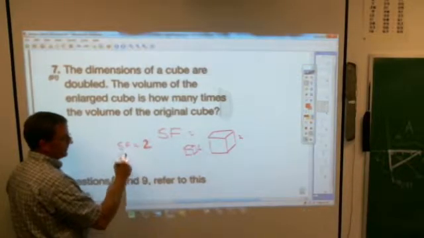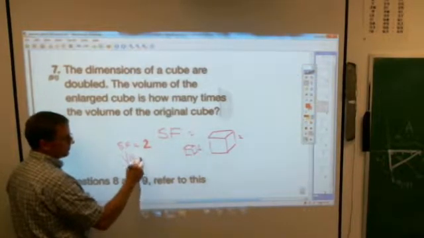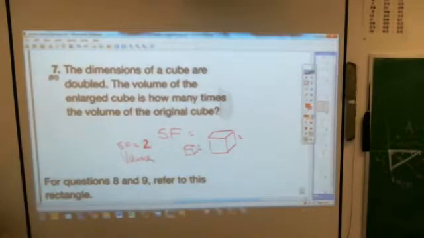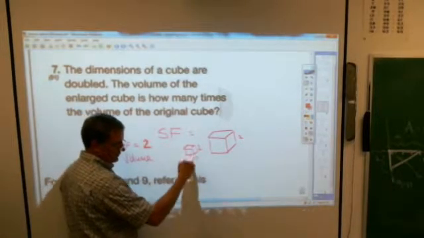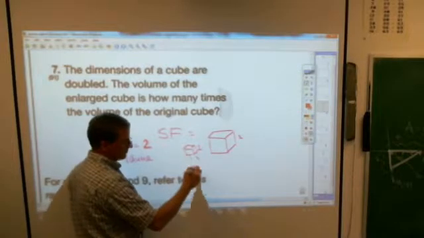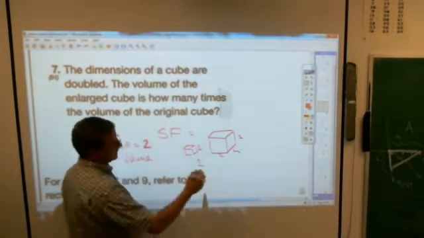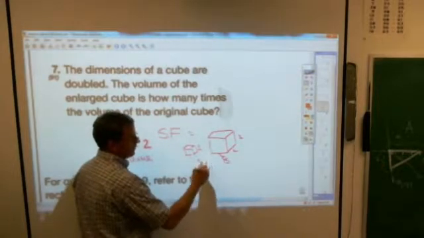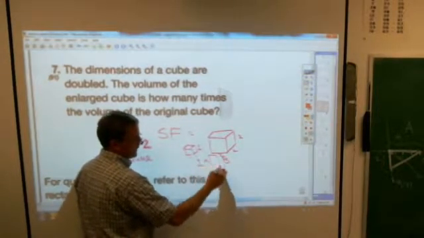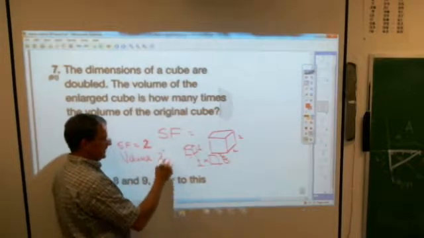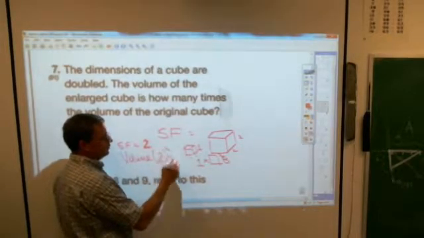When you talk about volume and how much bigger something is, what do you do to the scale factor to get the new volume? By the way, what is the volume of this cube? 1 times 1 times 1 is 1. This one is 2 times 2 times 2, which is 8. What do I multiply this by to get that? 8. But that is the scale factor cubed.